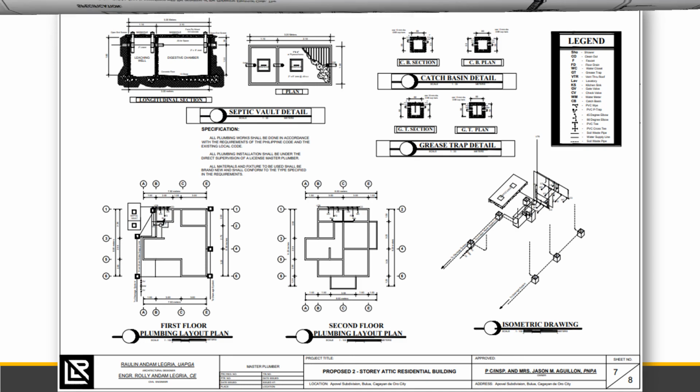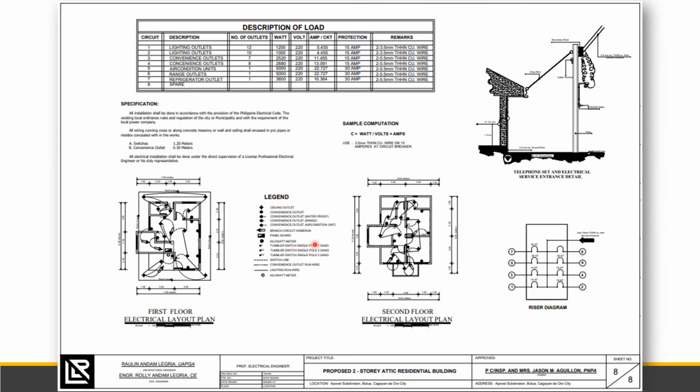And then, last page usually is yung electrical plan. So, nandun yung mga specifications, yung description of load. So, yung second floor, yung electrical layout plan, nandyan. So, ito yung mga switches. So, mga wirings. Second floor, and then yung riser diagram. So, yung makita mo sa panel, sa control panel. Yun. So, yung mga legend. So, discuss natin yung mga legend, no? And then, yung telephone set and electrical service entrance details. So, yung connection na dun sa poste sa labas ng bahay nyo.